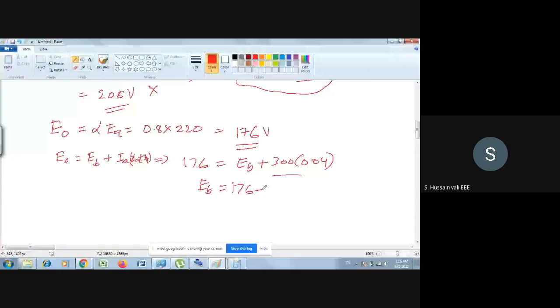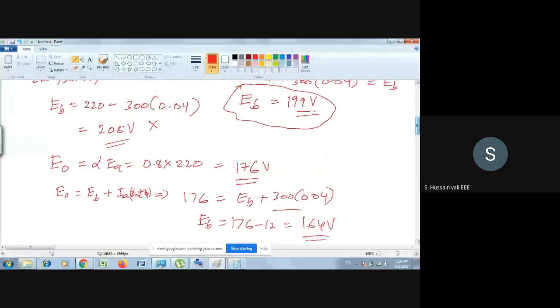We'll take 300 only because he said the current is 300 ampere, and in that case also he has 300 ampere. So these are the similarities we got, the rating also is the same. Then what is the EB in this case? 176 minus 12, 164 volts. Yes, we got EB. So we got two EBs here. Please see this now: 199 volt and 164.